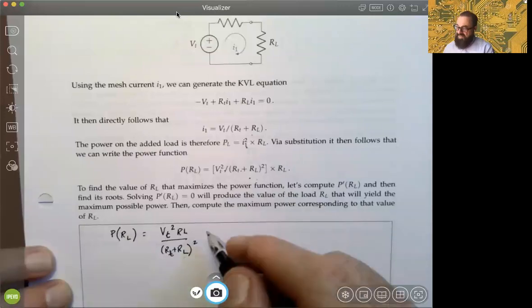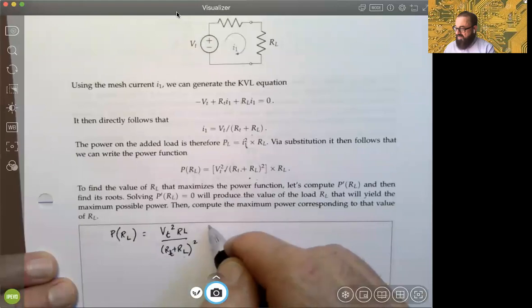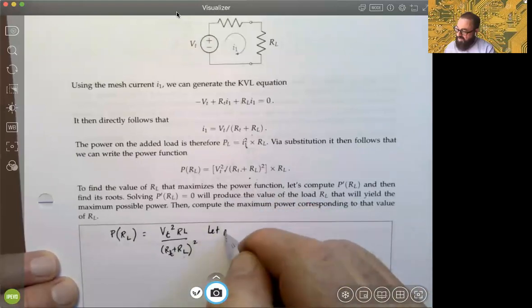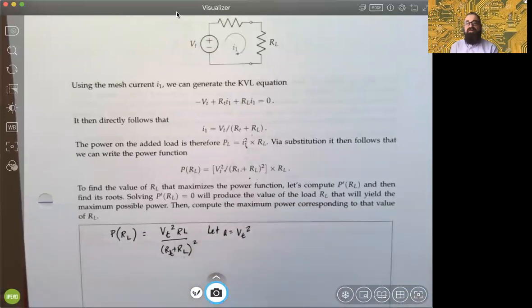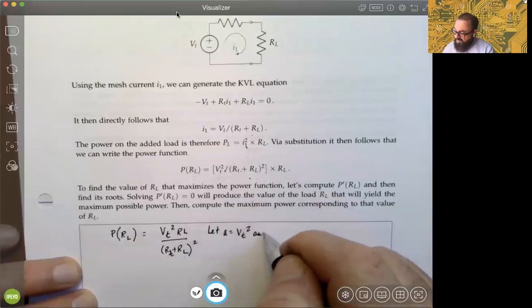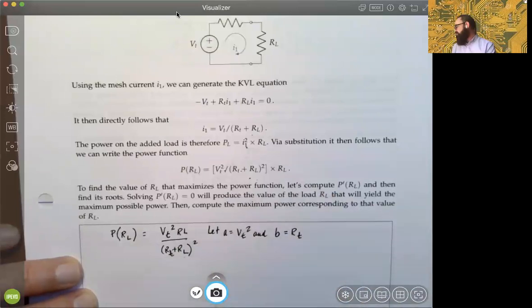Just to make things easier, not having an overload of subscripts here, let's make a variable substitution. Let the constant A be VT squared. Again, that's just a constant. It doesn't change. It's the Thevenin voltage. And let's do the same thing for the Thevenin resistance, and let B equal the Thevenin resistance.